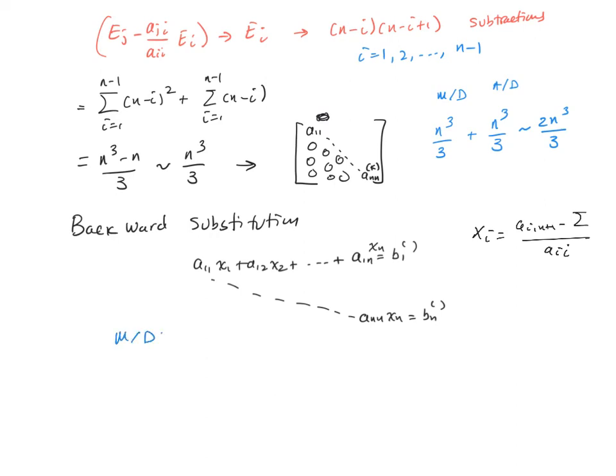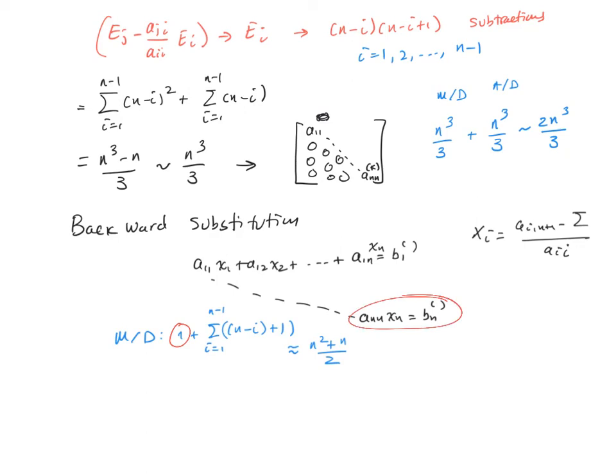For the backward substitution, the multiplication and division is going to require 1 plus the sum from i equals 1 to n minus 1 of (n minus i plus 1), which is (n squared plus n) over 2. The reason why you have a 1 here is that to solve this one, there are no multiplications, it's just one division. So that's where this number comes from.